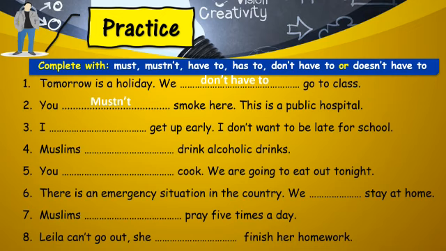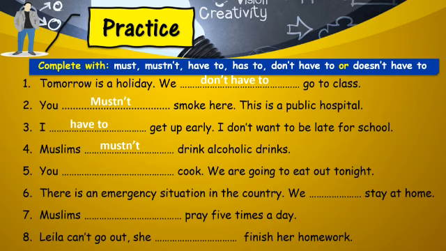Sentence number 3. I get up early. I don't want to be late for school. So because I don't want to be late, I have to get up early. Sentence 4. Muslims drink alcoholic drinks, like wine. Muslims mustn't drink. It is prohibited to drink wine or alcoholic drinks in Islam. So Muslims mustn't drink alcohol.